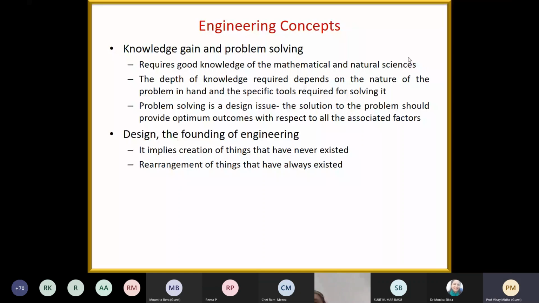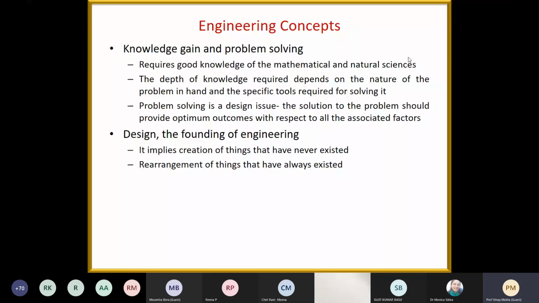Then next is the design, which is the foundation of engineering. As we discussed, the engineers are the creators. So the design is the foundation of this particular engineering, and it implies the creation of the things that have never existed earlier, or you can sometimes go for the rearrangement of the things that have always existed, that are already available in the market. The products are already in the market. You can make certain rearrangements of those particular features, add certain extra features, and create a new product. I'll discuss that also in the subsequent slides.